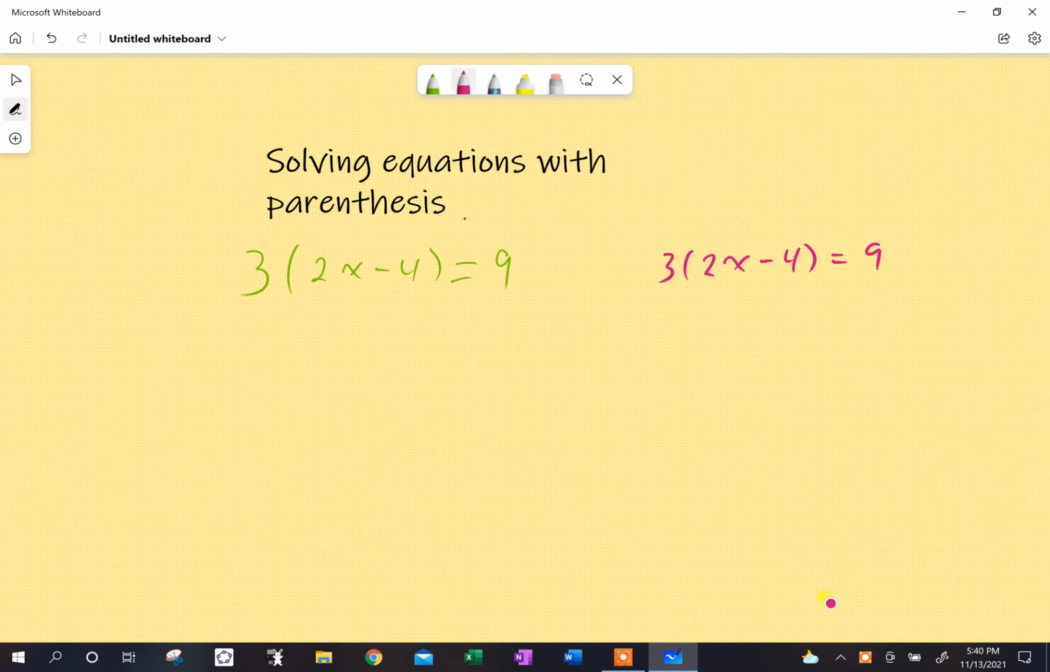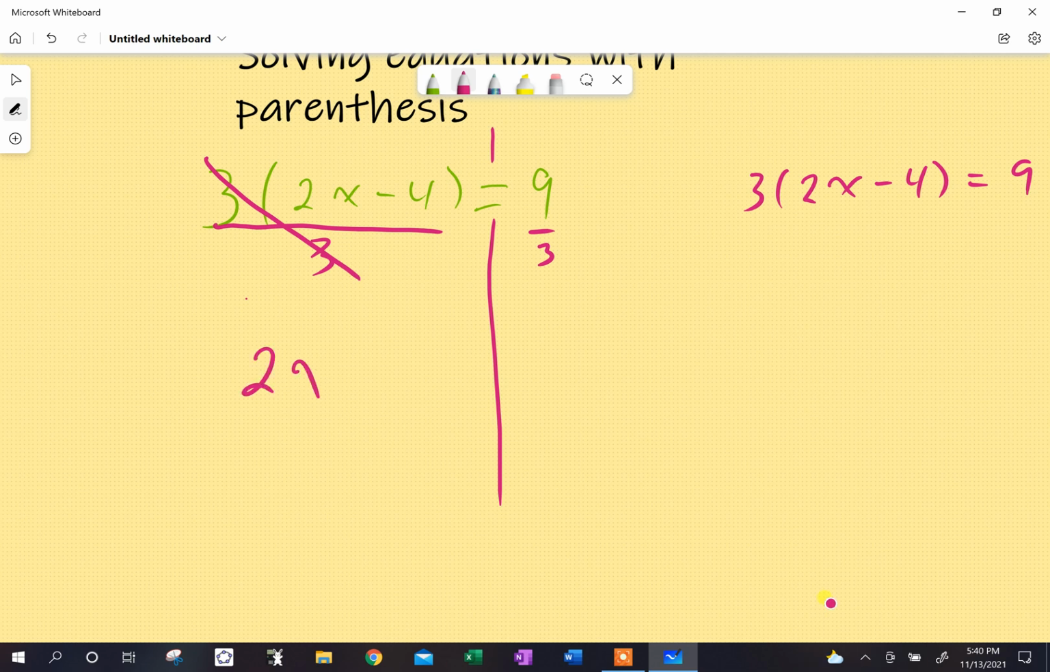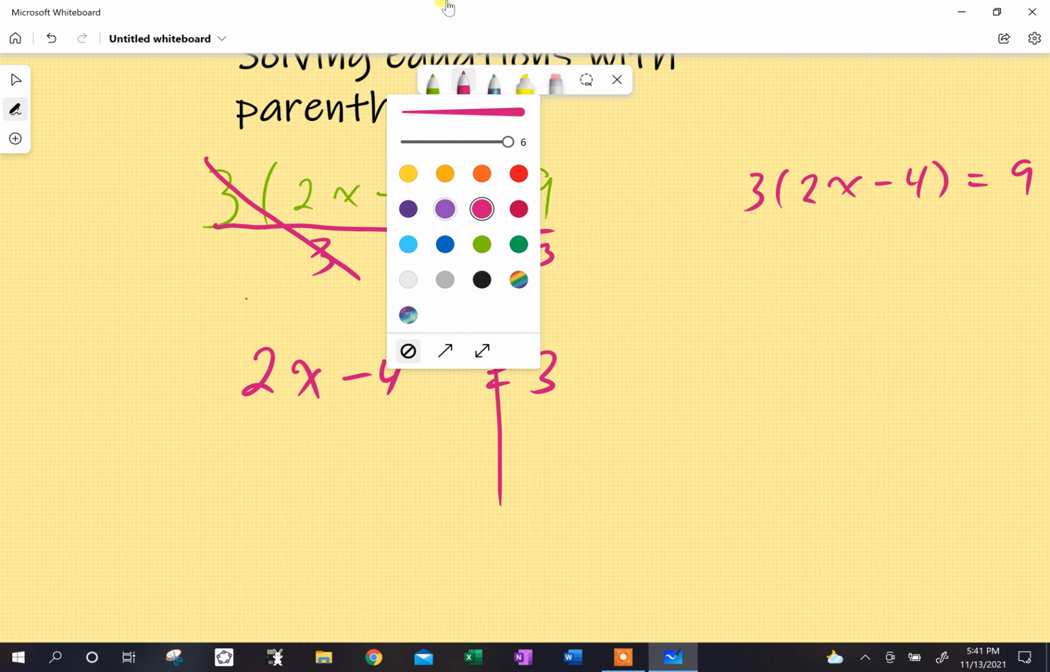The first thing I want to do is look at this equation, and it says 3 times the quantity of 2x minus 4 equals 9. What I'm going to show you is we can divide both sides by 3. The reason why that might be useful is that now we just end up with 2x minus 4 is equal to 3. What I would do next is I would add 3 to both sides.